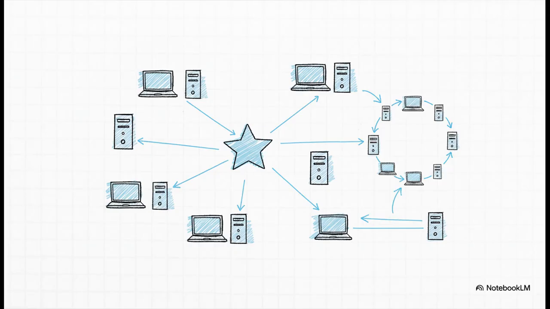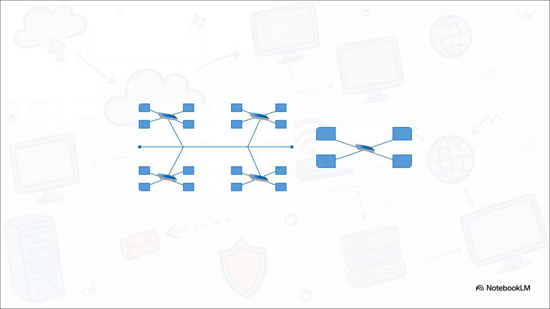Okay, so we've met the players, but how you arrange them on the field, how they're all physically wired up, is also a super important choice. We call this physical layout the network's topology. And here are two of the most common ways to set things up.